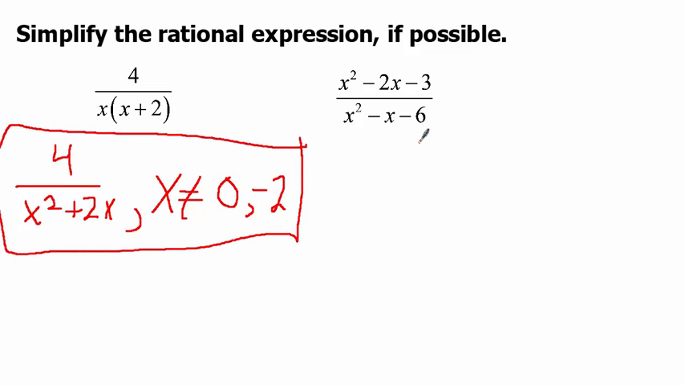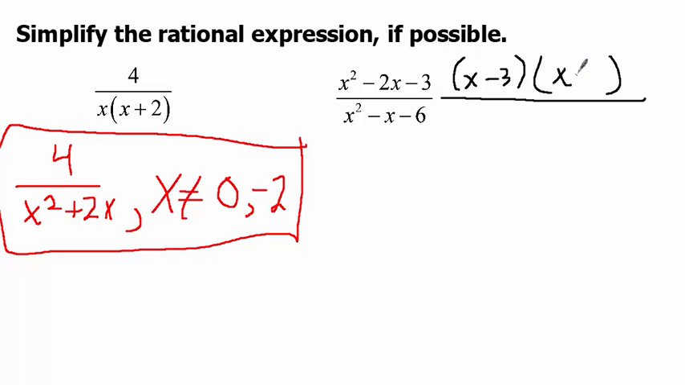If it is not factored, factor it. In this case, I need to factor both the numerator and the denominator. Now, the two things that multiply to get me -3, so that's going to be x minus 3 and x plus 1. And the two things that multiply to give me -6 and add to give me positive.